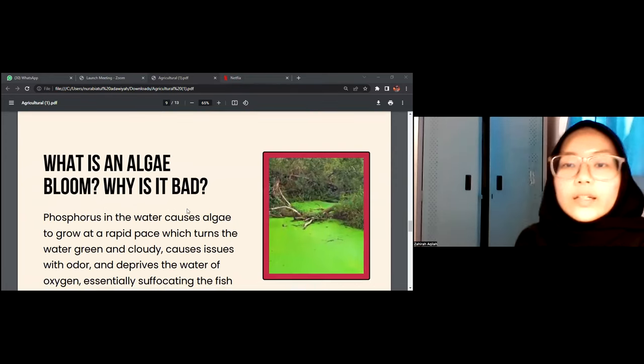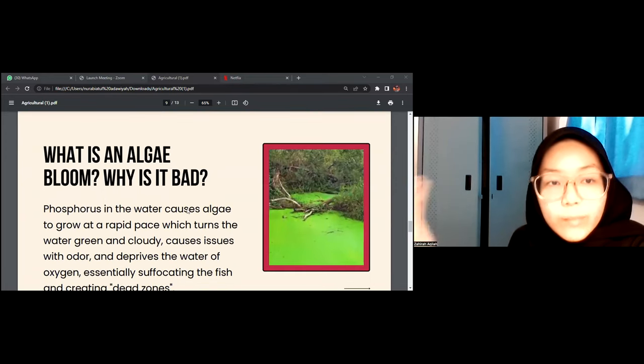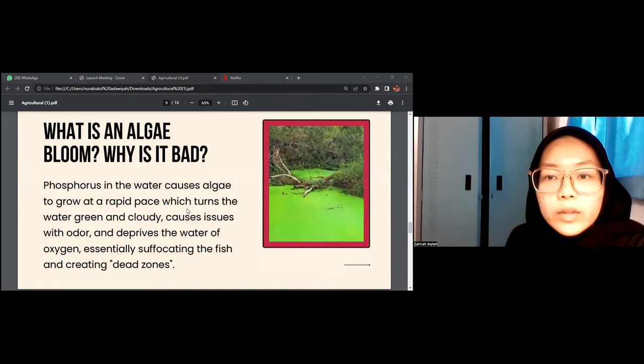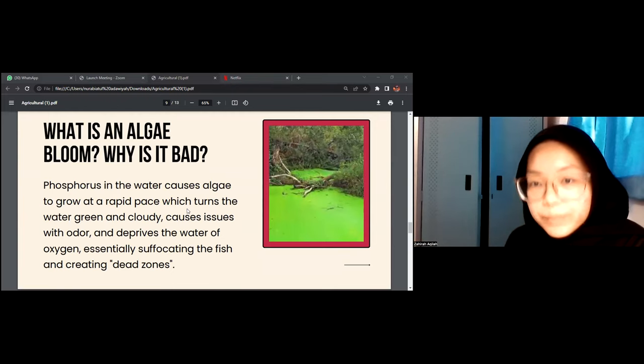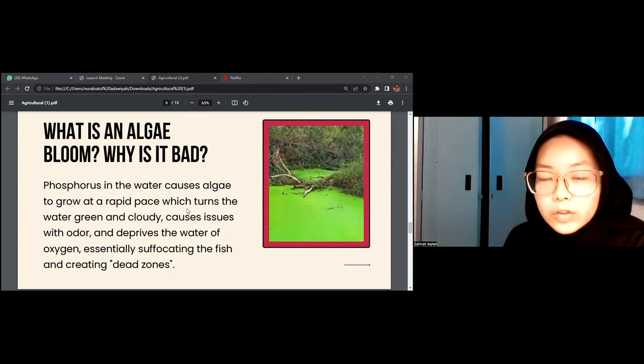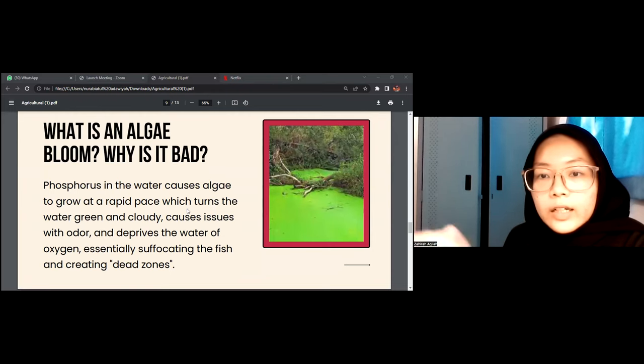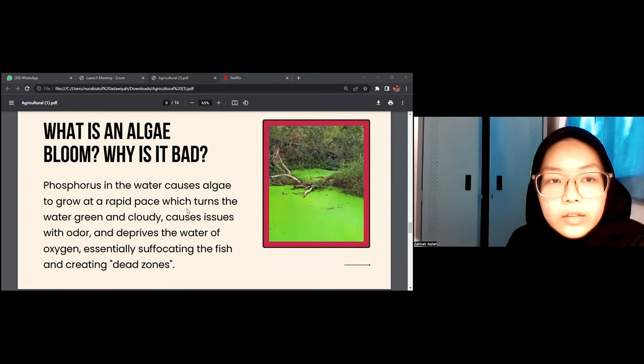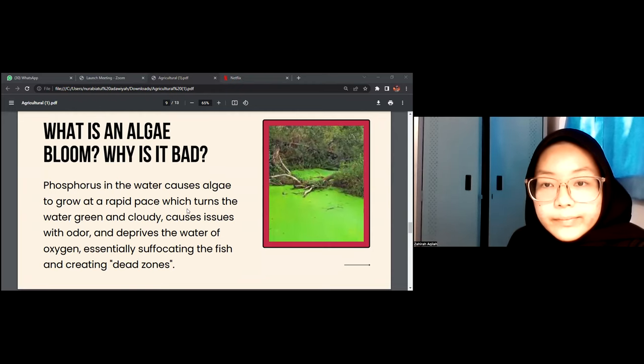What is an algae bloom and why is it bad? Phosphorus in the water causes algae to grow at a rapid pace, which turns the water green and cloudy. It causes issues with odor and deprives the water of oxygen, essentially suffocating the fish and creating dead zones. So what is a dead zone then?